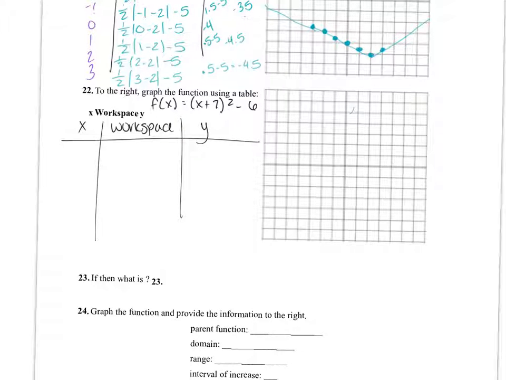So I'm going to pick, let's say, negative 7, negative 6, negative 5, negative 4, negative 3, negative 2. So we have negative 7 plus 7 squared minus 6. We get 0 and a negative 6. Negative 6 plus 7 is 1. 1 squared minus 6 is negative 5.